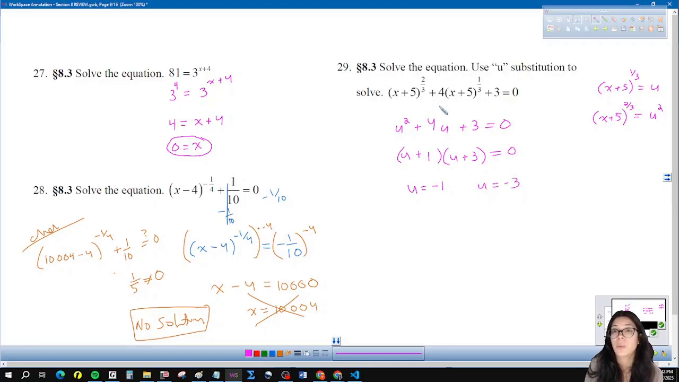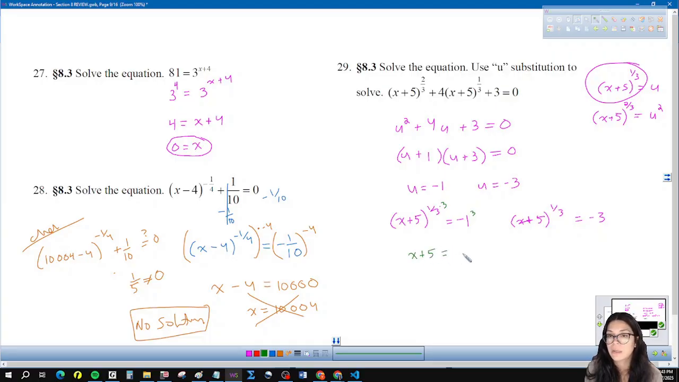Now that's solving for u. The question is obviously with x, so I need to replace u back. So u equals x plus 5 to the power of 1/3. That equals -1. And then on this one as well, x plus 5 to the power of 1/3 equals -3. Okay, so now I'm going to solve those two equations to solve for x. So I'm going to raise both sides to the power of 3. That way I get the x plus 5 by itself, and -1 to the power of 3 is just -1. Subtract 5 on both sides, x equals -6.